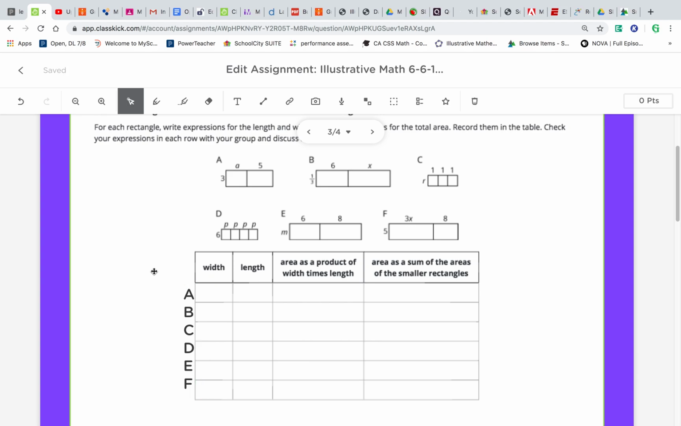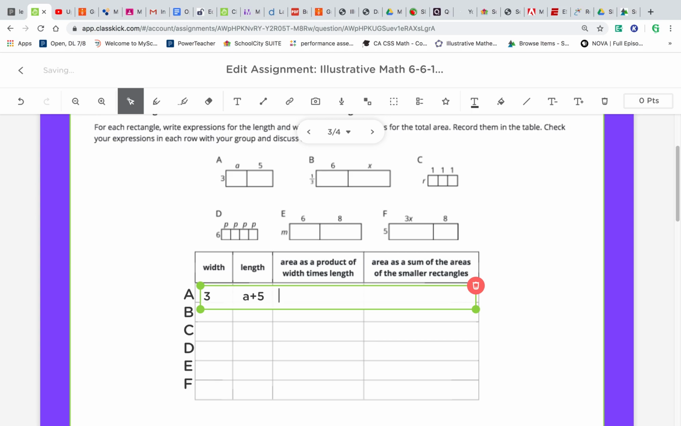Okay, so for A, the width is going to be 3. So we'll go ahead and stretch this out. The width is 3. All right, then the length, well, we can look here and we can see that the length is A plus 5. Okay, and the area as a product of width times length.